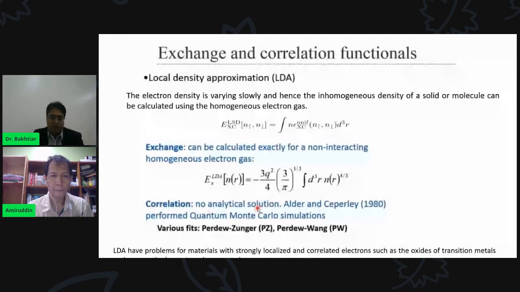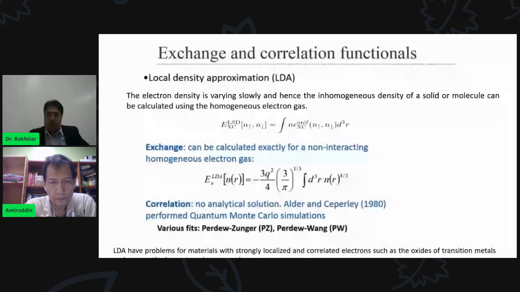Hence, the LDA works properly in the case of the homogeneous electron gas, but LDA faces problems in the case of materials where strongly localized and correlated electrons exist, such as oxides, transition metals, and rare earth elements or compounds.